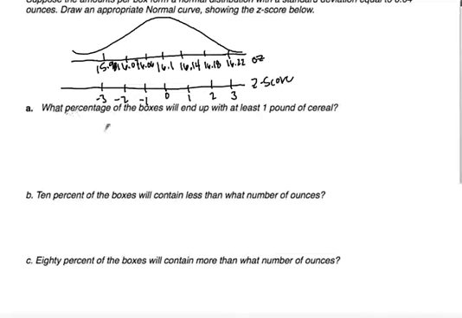A says, what percentage of the boxes will end up with at least 1 pound of cereal? Alright, so for this one you've got to know that 1 pound is 16 ounces. So you've got to have at least 16 ounces of cereal.